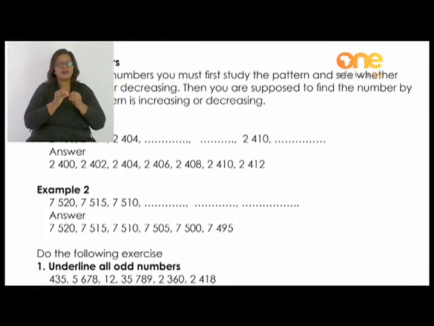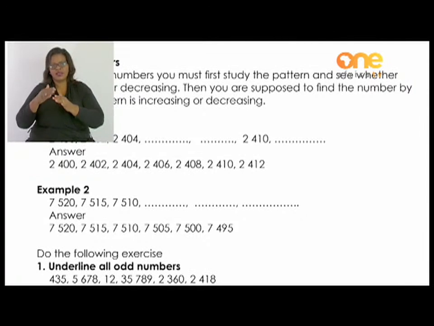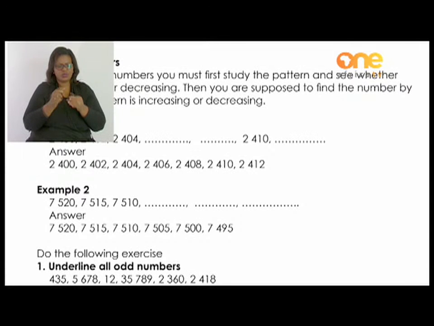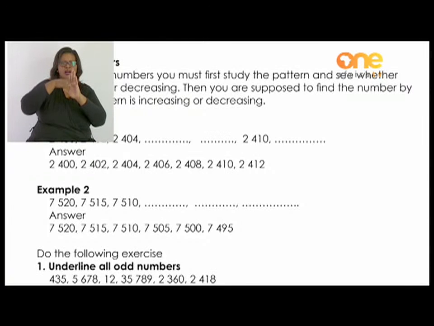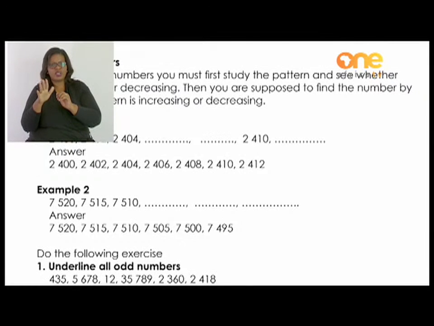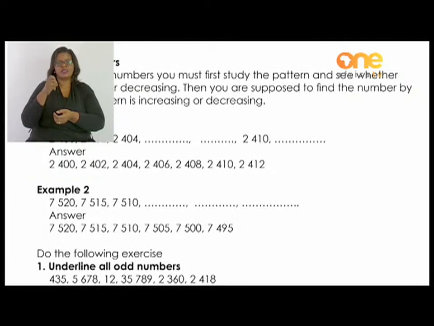Our first number on the second example is 7,520, followed by 7,515. Then the third one, 7,510. If you look at the first two numbers, having 20 at the end, then the second one is having 15 at the end. But for them to change from 20 to 15, it means they are going down by 5. So it means we are supposed to subtract 5 for us to get the next term. So if we say 7,510 minus 5, we go to 7,505, which is our first missing number. Then you subtract 5 again, we go to 7,500. Then to get the last number, we subtract 5 again, we go to 7,495.